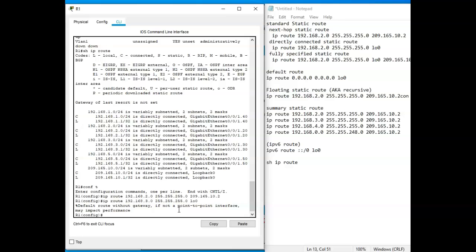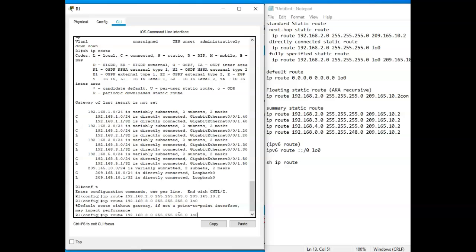So it may impact performance. We don't know what's going on here. So really, it just basically is like you're sending this to a loopback. Are you sure? And so the next one, that is directly connected. And so we're just saying, hey, this interface that's directly connected is our gateway to the internet. It's like to the outside world.